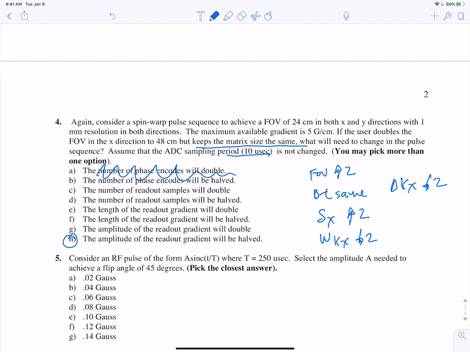So does the number of readout samples change? No. So neither of these are true. And the length doesn't change either, right? Okay, because basically I've changed both the FOV and the resolution. They've both gone up by a factor of 2, so the number of samples stays the same. All right, any questions on that? Okay.